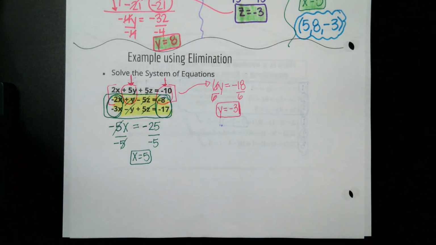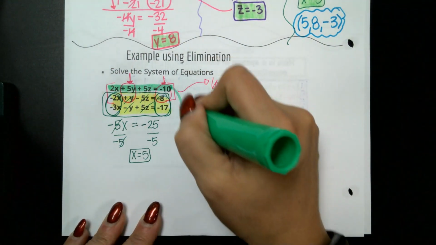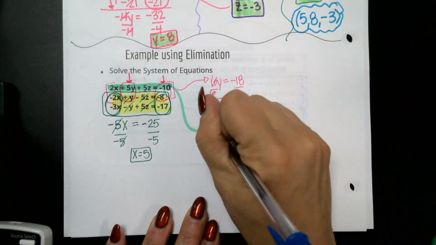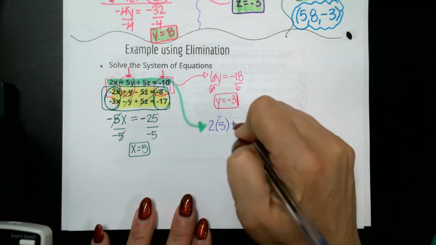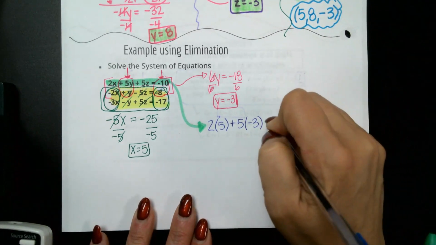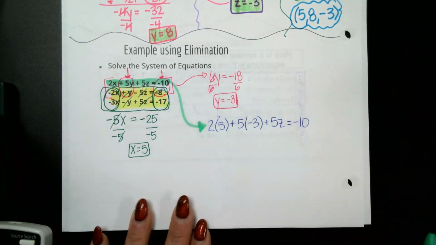I mean, you know how I am. I'm going to end up going right up here to the top and plugging it into that equation because that's just typically what I do. That doesn't mean that that's the best way. I don't look to see which equation's going to be easiest. I just do it. So next to the 2 goes the 5. Next to the plus 5 would go the negative 3. And then plus 5z stays the same, equals negative 10.